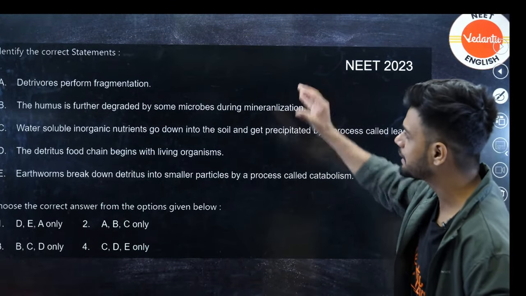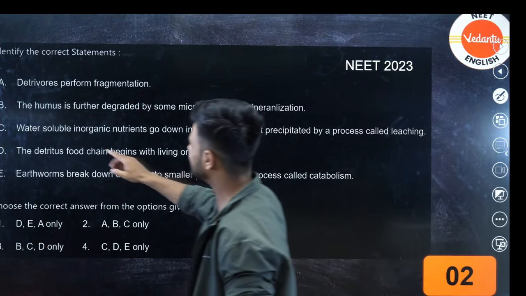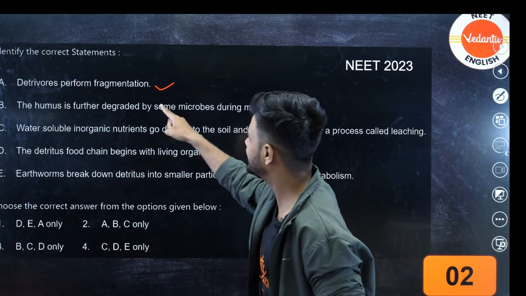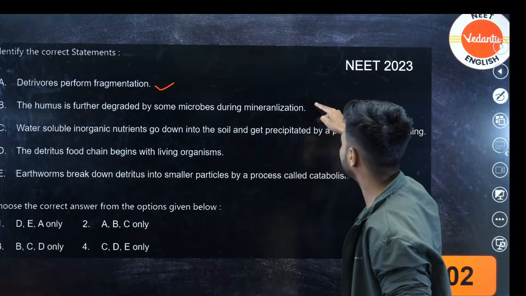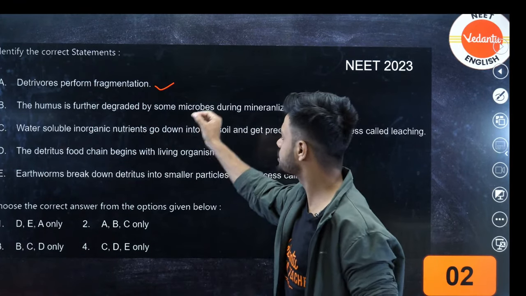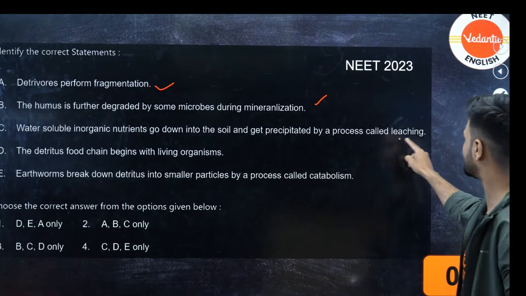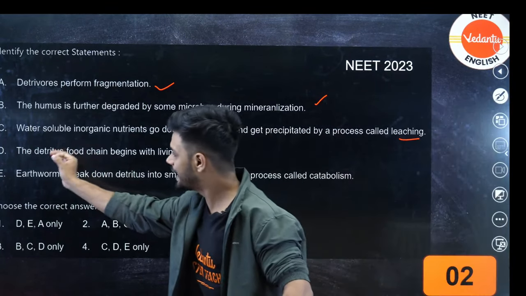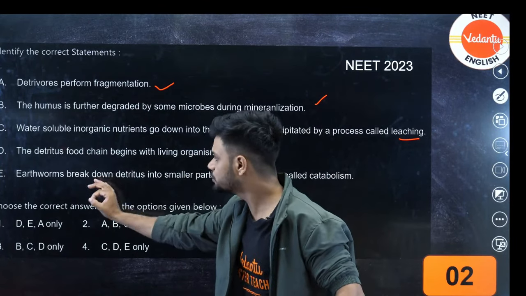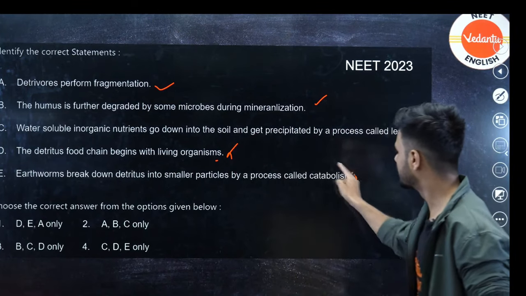Identify the correct statement. See, statement-based question. I made you write down this. Detritivores perform the fragmentation. Humus is further degraded by some microbes into mineralization. Water-soluble inorganic nutrients go down into the soil and get precipitated by a process called leaching. Detritus food chain begins with the living organisms. Earthworms break down the detritus into small particles by a process called catabolism.